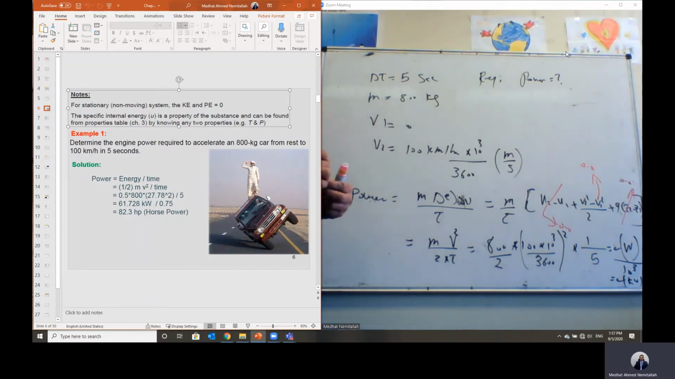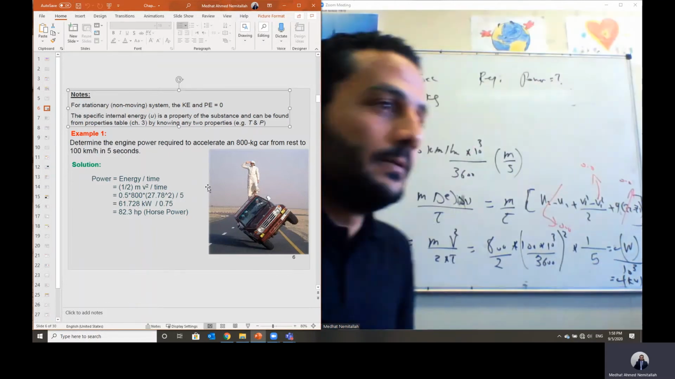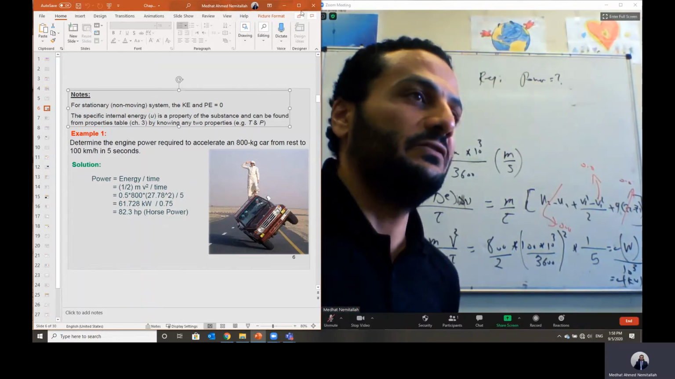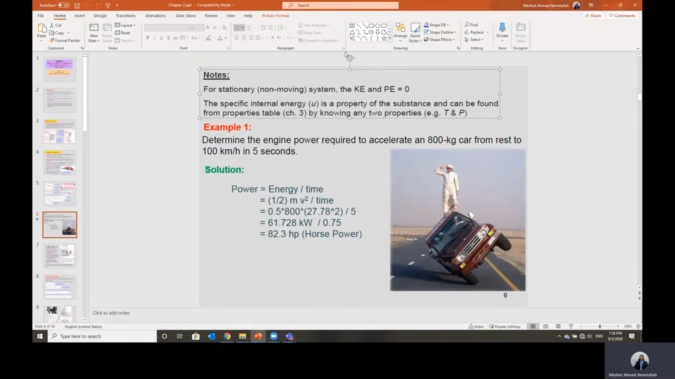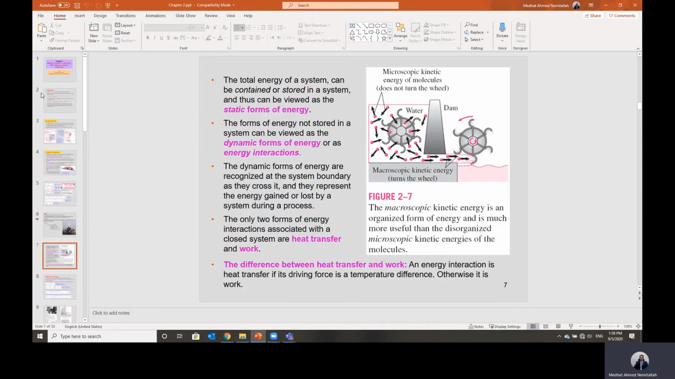There is another unit for calculating the power, which is the horsepower. We have 1 horsepower equal to 0.75 kilowatt. So if we divide this value by 0.75, then we can get this power in horsepower. Because you may see this definition, horsepower, in some applications.